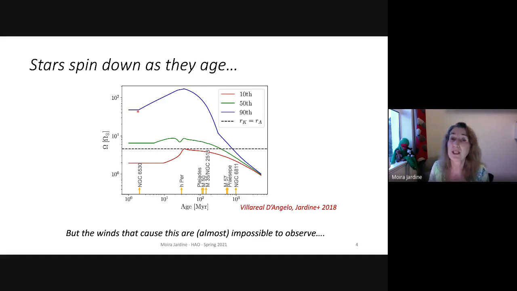When the disk disappears, the star spins up. You can see that here. The star is still young, it's still contracting, so it spins up as it contracts. Eventually, a radiative core forms, the star stops contracting. At this point, it has enough of a wind, it's generated enough of a magnetic field that the wind removes angular momentum from the star and spins it down.